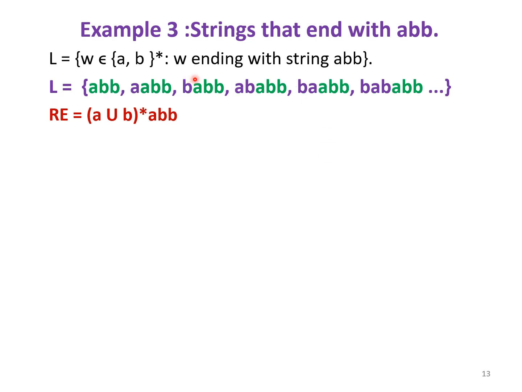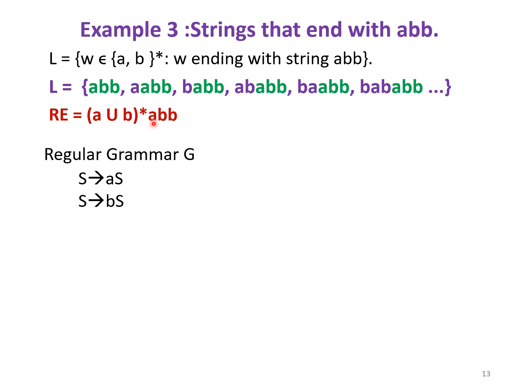So let's see the next language containing strings which end with ABB. Possible strings in this language are ABB, and before this ABB you may have any combinations of A's and B's. So the regular expression obtained is A union B whole star ABB. So let's write the grammar for it. First we have A union B whole star, an arbitrary number of A's and B's. For that we write the two rules, S tends to AS or S tends to BS.